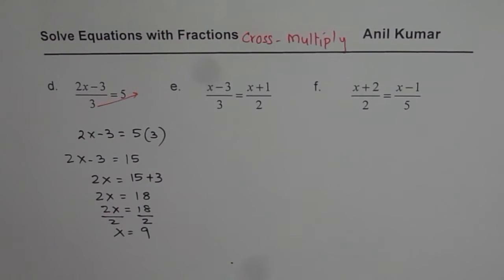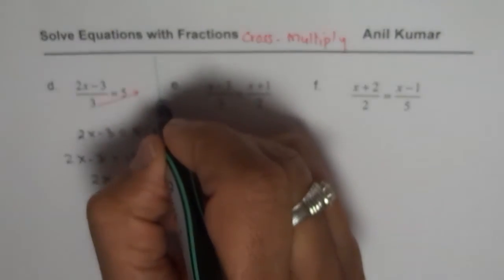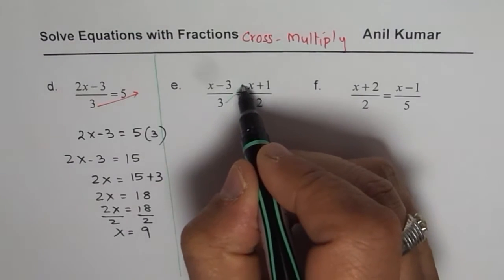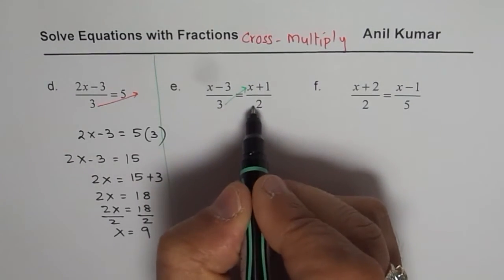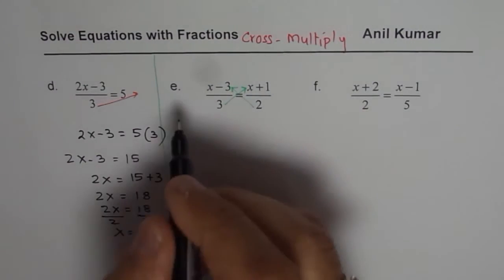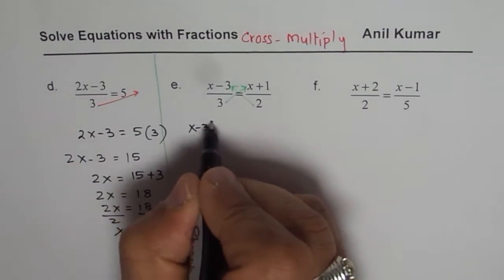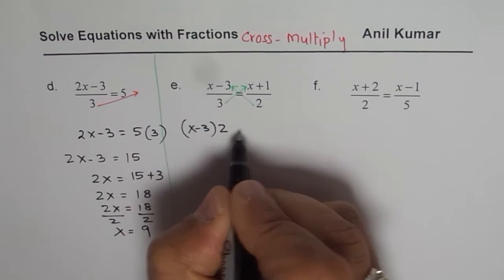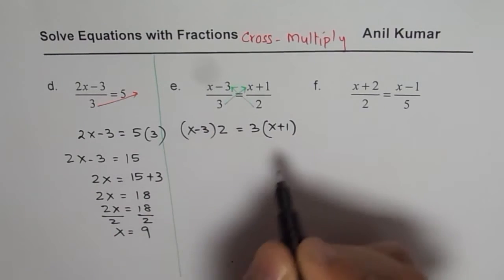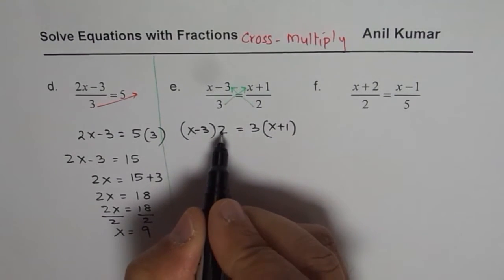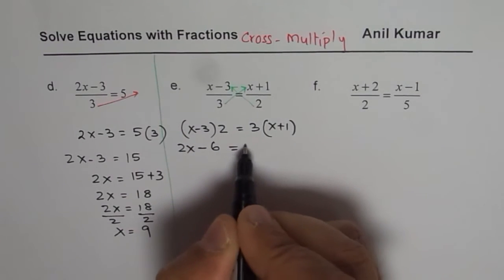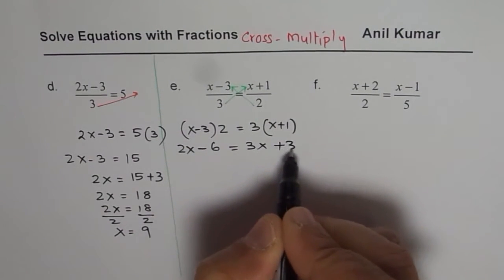Let's follow again this strategy of cross multiplying and see how it works. So we'll multiply both the terms with 3 on this side and with 2 on this side, right? So let me rewrite with cross multiplication. So what I have here is (x minus 3) times 2, you could write 2 on this side also, it is the same thing, and 3 times (x plus 1), right? Now expand. So 2 times x is 2x minus 6 equals 3 times x is 3x plus 3.